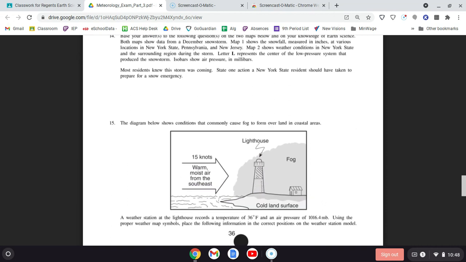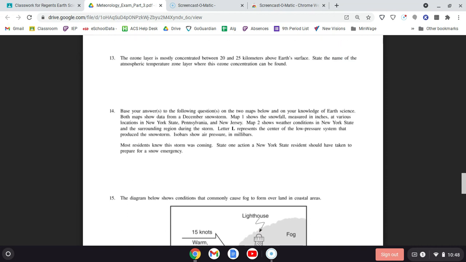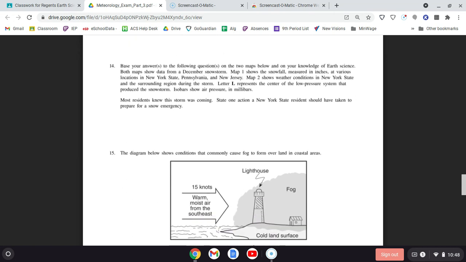So this kind of, let's see here. On the two maps below, map 1 shows, I don't see any snowfall. Okay, let's just look at the question. Most residents know that this storm was coming. We're talking about snowfall. State one action that a New York State resident should have taken to prepare for a snow emergency. What do we do to prepare for huge snow emergencies here?